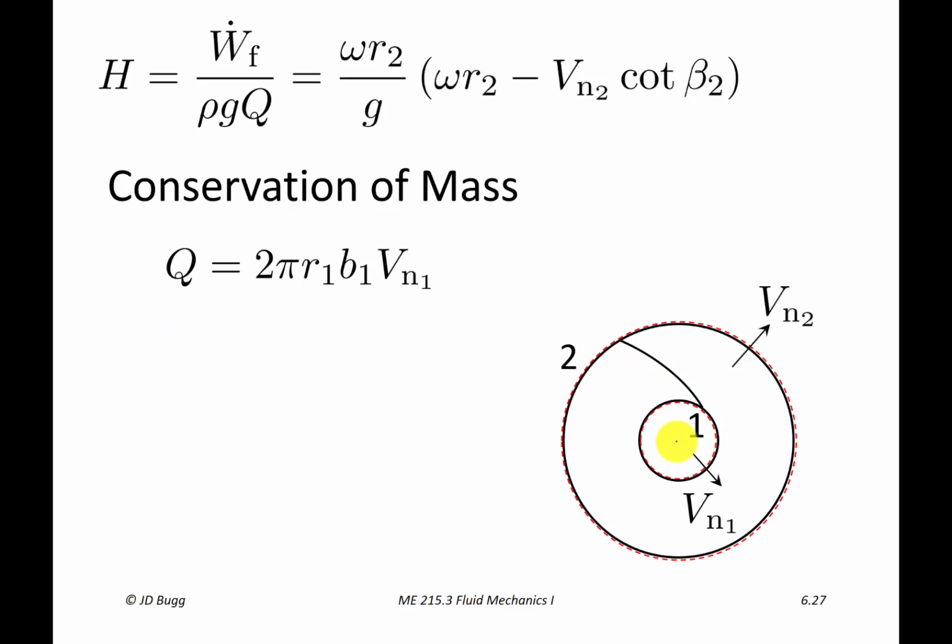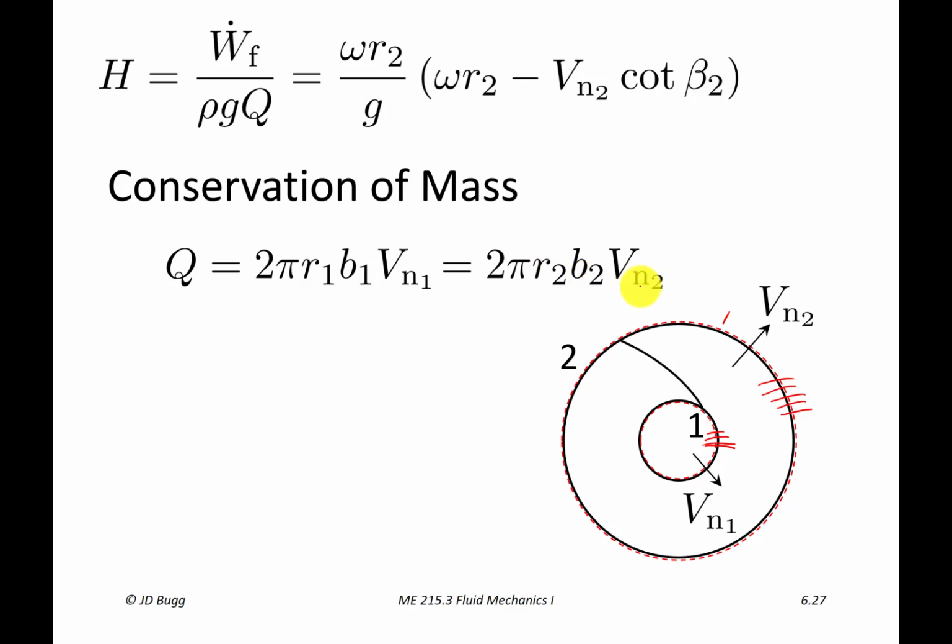Now we can do exactly the same thing at the exit, of course. The velocity normal to the surface at the exit is also related to the volume flow rate. Volume flow rate across this line has to equal the volume flow rate across that line. So here we have 2 pi r2 b2. Notice certainly the radius is different, but the thickness of the impeller, its depth normal to the screen, could be different. So B1 and B2 are in general different numbers, and then times Vn2.